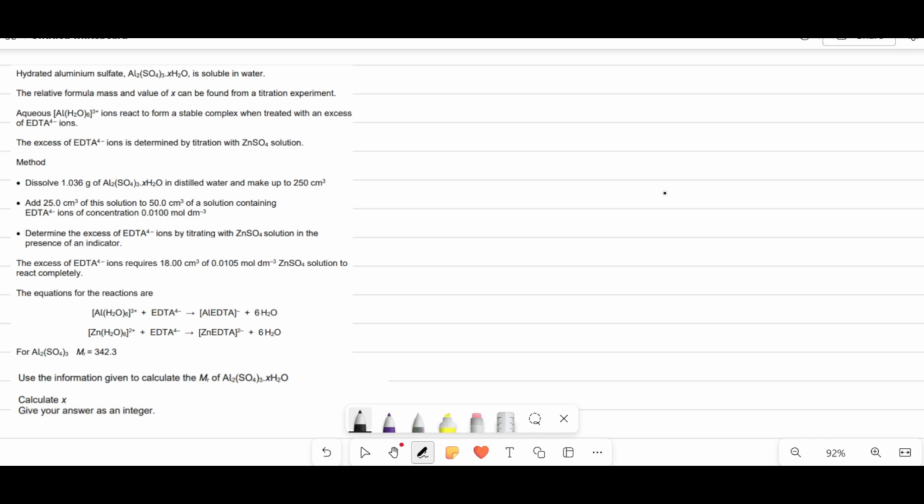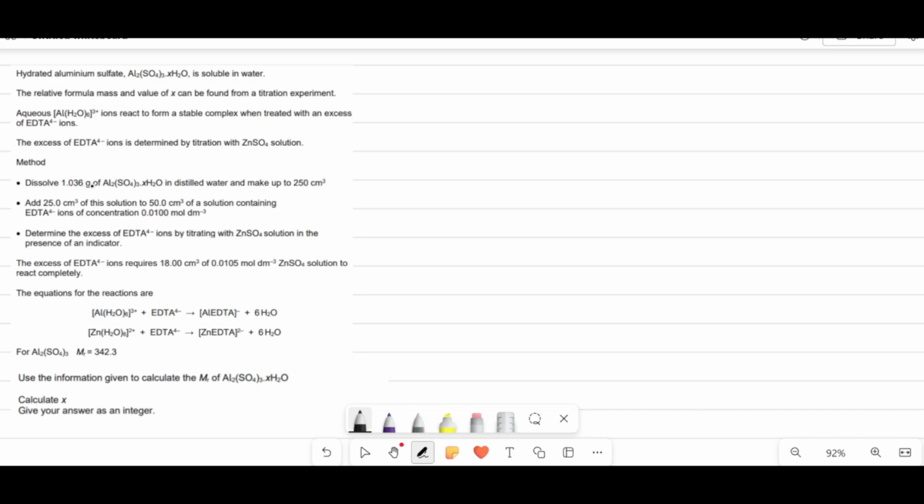But anyways, hydrated aluminium sulfate is soluble in water, the relative formula mass and value of X can be found through a titration experiment. The aqueous Al(H2O)6 3+ reacts with EDTA4- to form a stable complex when it's titrated. The excess of EDTA4- ions is determined by titration with ZnSO4 solution. Here's their method. Cool. So what you do is you do the same thing I did before.